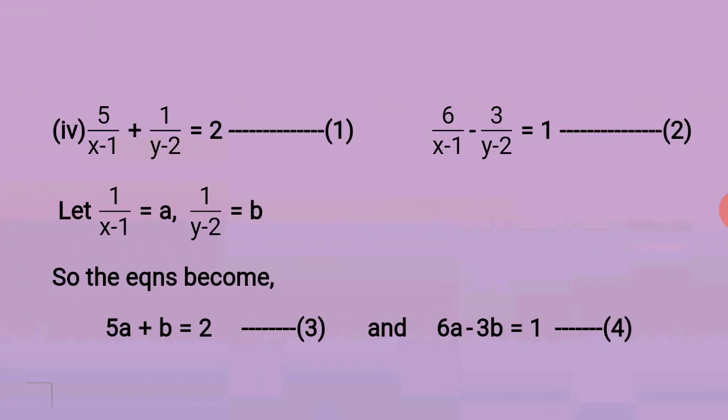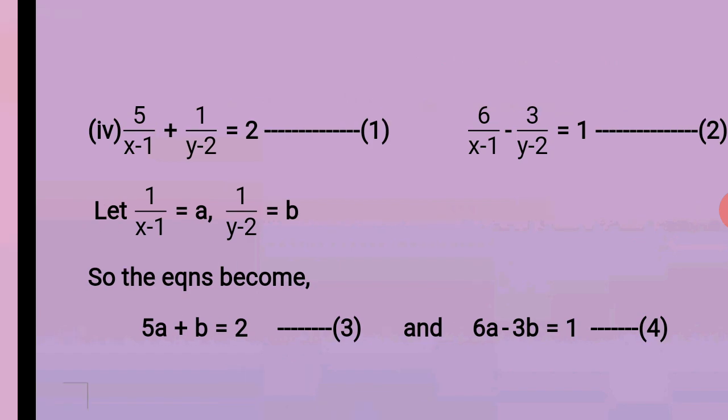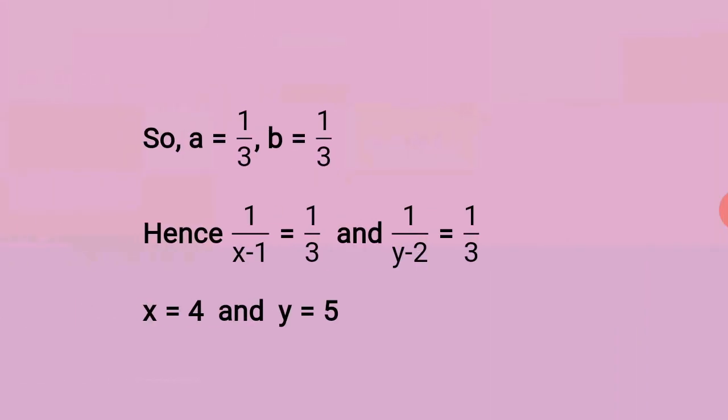Now the fourth sub question, herein we are considering 1 upon x minus 1 entire to be equal to a and 1 upon y minus 2 entirely to be equal to b. With this, we get the new equations as 5a plus b equal to 2 and 6a minus 3b equal to 1. With these two equations, solve for a and b, you get a to be equal to 1 by 3 and b to be equal to 1 by 3.